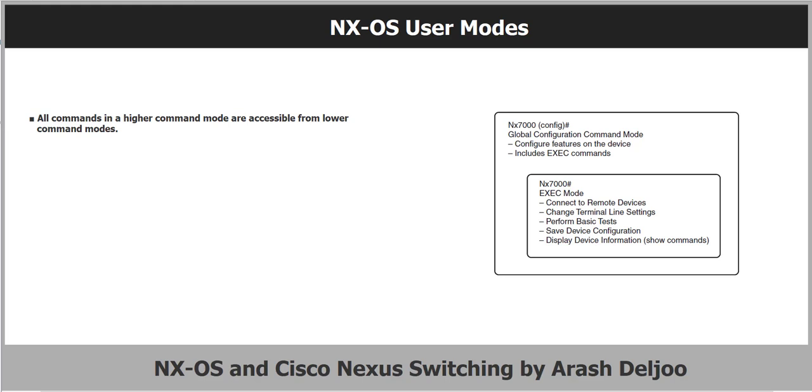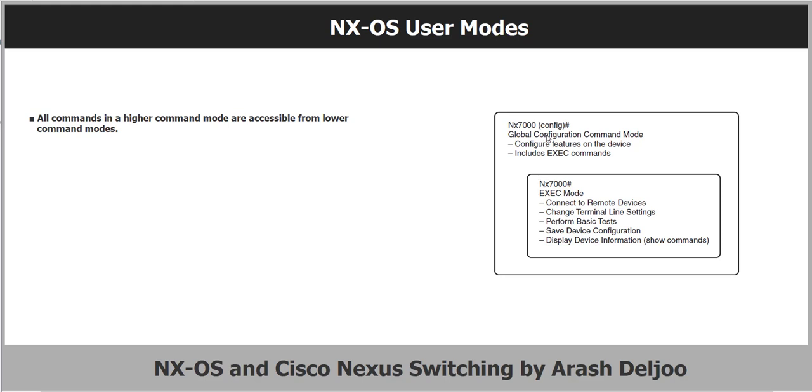All commands in a higher command mode are accessible from lower command modes. This is an important feature in the NX OS. For example, the show commands are available from any configuration command mode. This figure shows how command access builds from EXEC mode to global configuration mode.